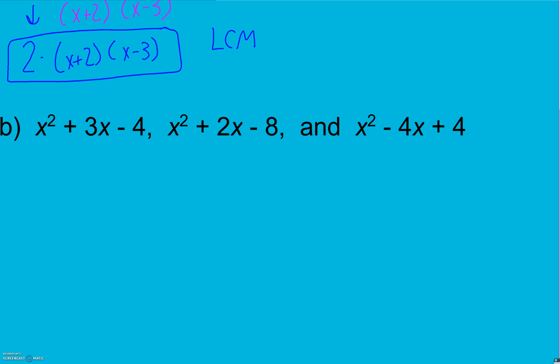Same idea with b here. Even though there's 3 things, we're going to do it the same way. So first we're going to completely factor. Multiply to 4, subtract to 3. 4 and 1. Different signs. Bigger number gets the sign in the middle.